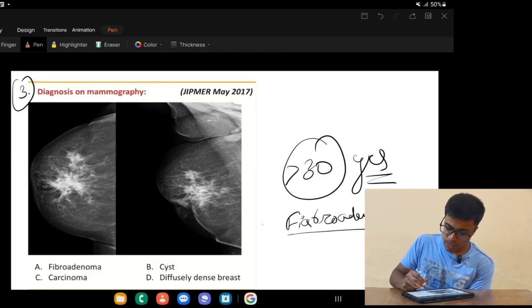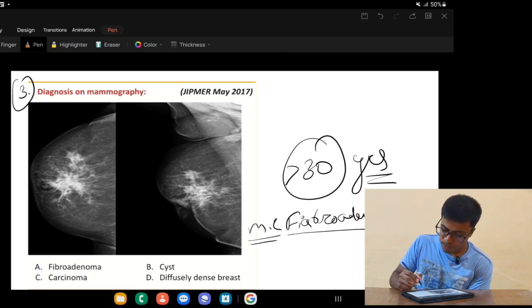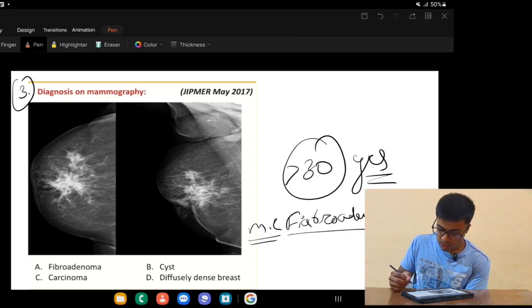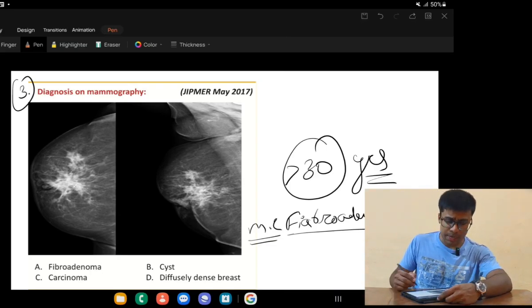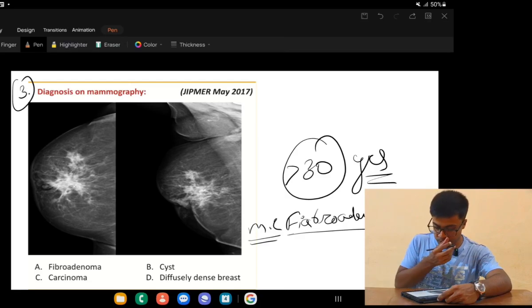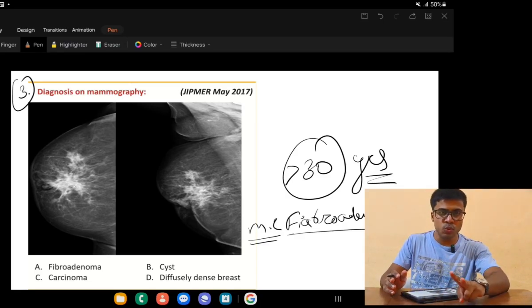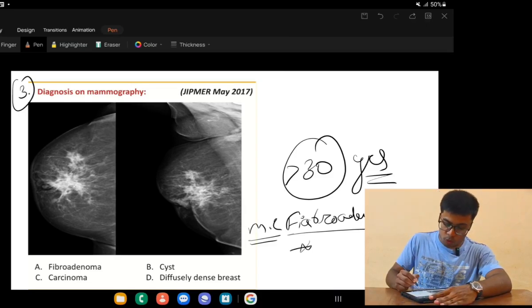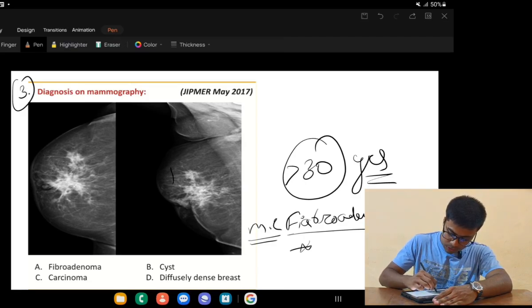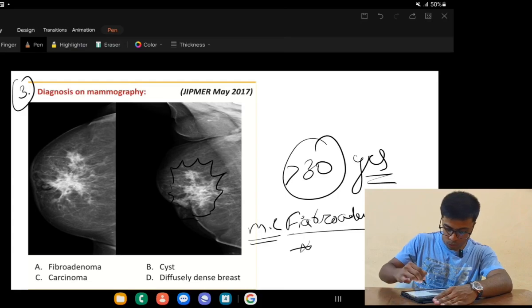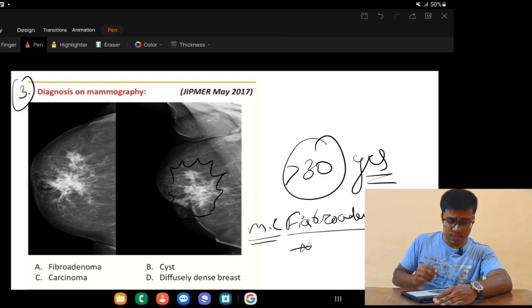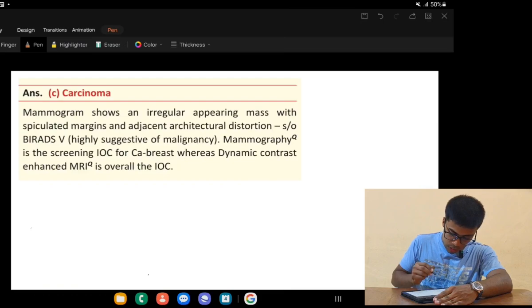is the most common tumor, most common benign tumor, not cancer. And where I am working now, that's GMCH Akola, in every OT we will be having at least 2 to 3 cases of fibroadenoma, and it's one of the commonest. But in this case, we are seeing spiculated margins, and it is a diffuse one. So it is a cancer most probably. So let's see the explanation.